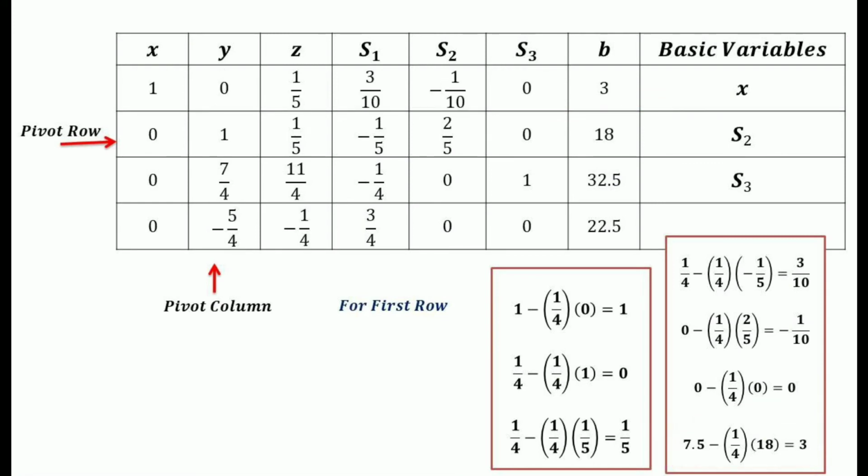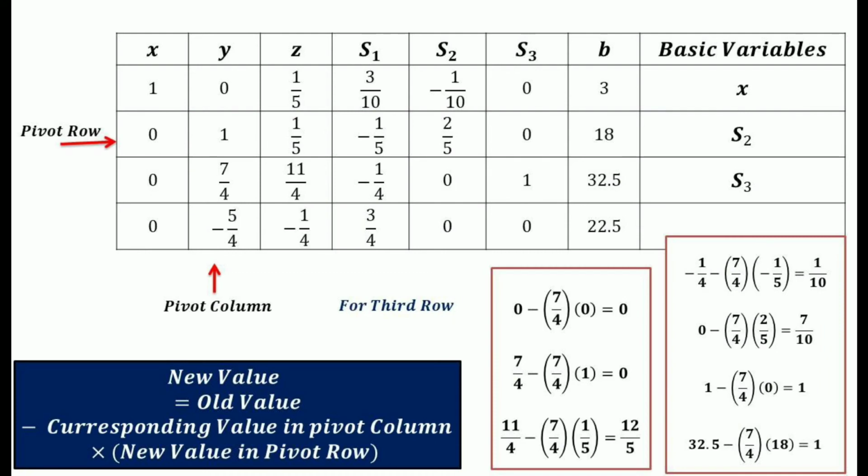So now we are going to replace the old elements of the first row with new elements, that is new elements are 1, 0, 1 upon 5, 3 upon 10, minus 1 upon 10, 0 and 3. Now consider the third row. So the old elements of the third row can be replaced with the new elements. The new elements can be calculated by using the formula, that is old value minus corresponding value in the pivot column into new value in pivot row.